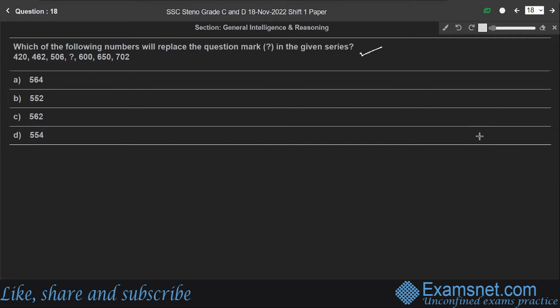Question number 18. Which of the following numbers will replace the question mark in the given series? So 420 is the first number. 462 is the second number, right? So I can write 420 plus 42 is equal to 462. Third number is 506. So I can write 462 plus 44. So add the number which is 2 more than the previous number, which is 42. So 462 plus 44 is 506.